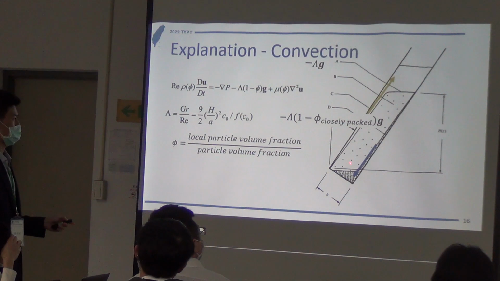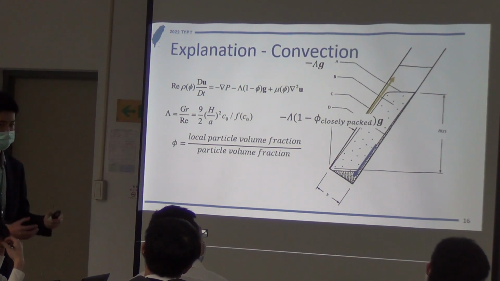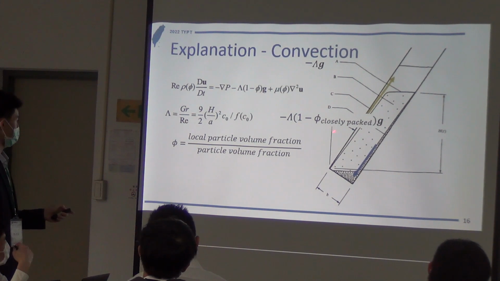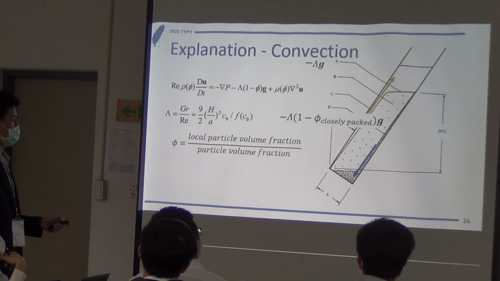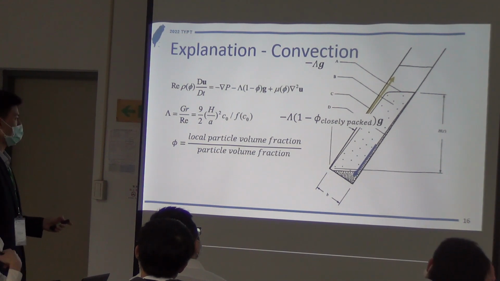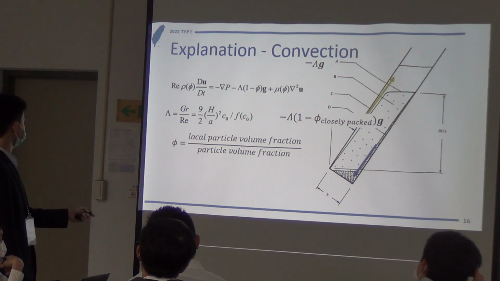And for the sedimentation layer, phi is very large because the sediments are very closely packed. So this term is negative. And this entire term points in the direction of gravity, which is down. And these two combined provide the explanation for convection.